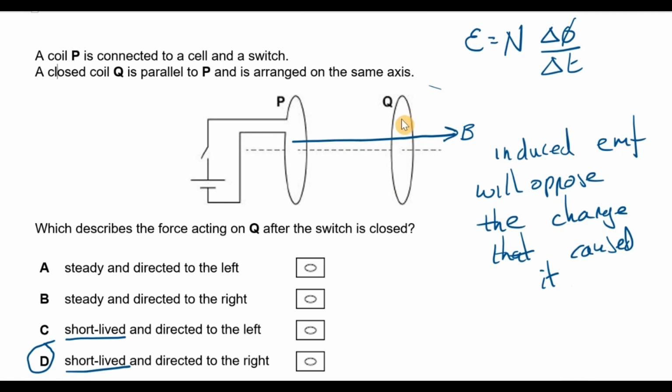Well, we can sort of think of Q as being brought into this magnetic field. So the change is, Q wasn't in a magnetic field, now it is in a magnetic field, so it's going to produce a force that will oppose bringing it into the magnetic field. So the force will be to the right. So a force to the right. The only two statements which are correct is D. So D is the right answer.